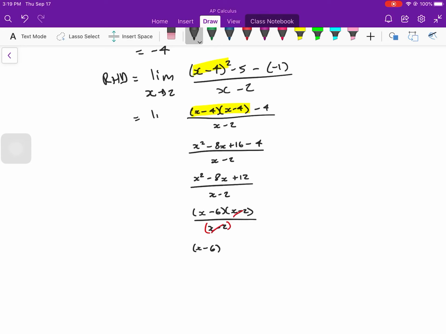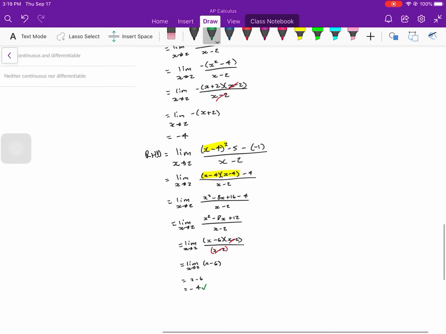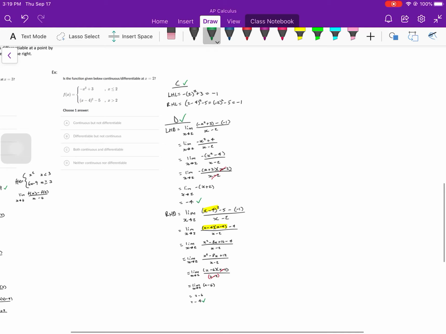Cancel out the x minus 2, and we're left with x minus 6. So let's go back up, bring the limit into all this. And we plug in a 2, 2 minus 6 is -4. So this one actually checks off again. Both examples worked out. -4, -4. So it passes differentiability. So this one is also both.